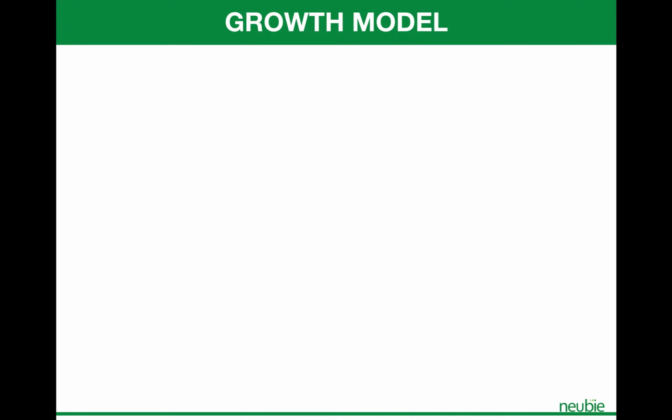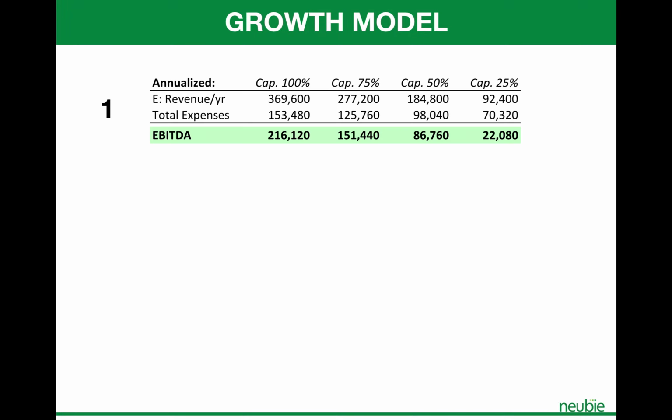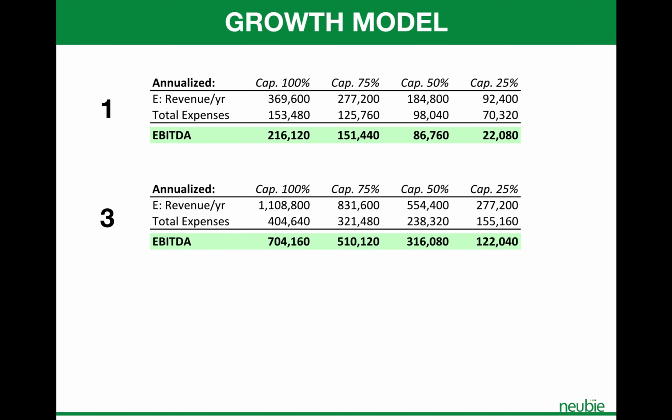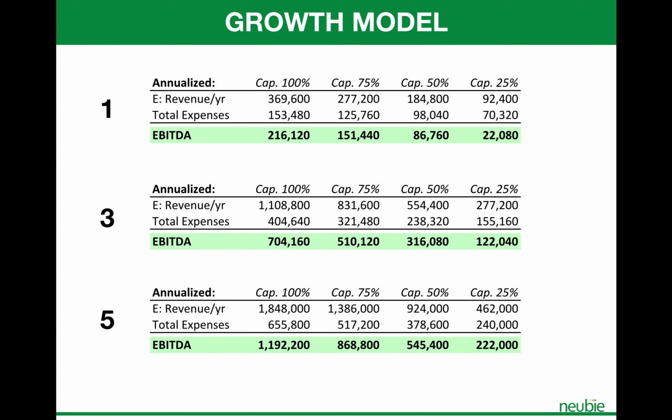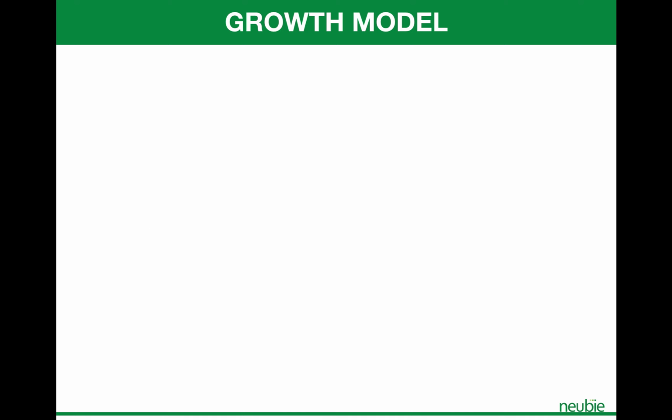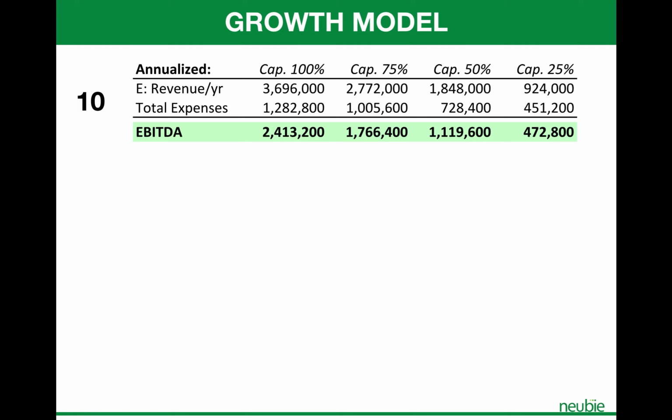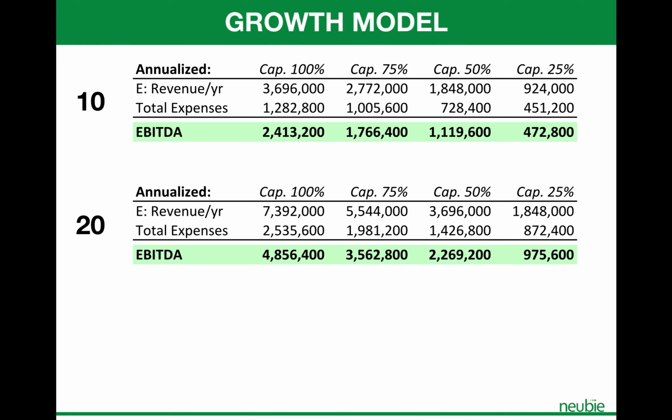Here's what earnings looks like at different capacity levels with 1 Neubie, earnings with 3 Neubies, and earnings with 5 Neubies. You can see annualized revenue, expenses, and earnings from 100% capacity down to 25%. And just for fun, here's what EBITDA looks like at 10 and 20 Neubies. For any of you wondering what the heck EBITDA is, it's a financial acronym that stands for earnings before interest, tax, depreciation, and amortization. The simpler version is revenue less expenses equals EBITDA.